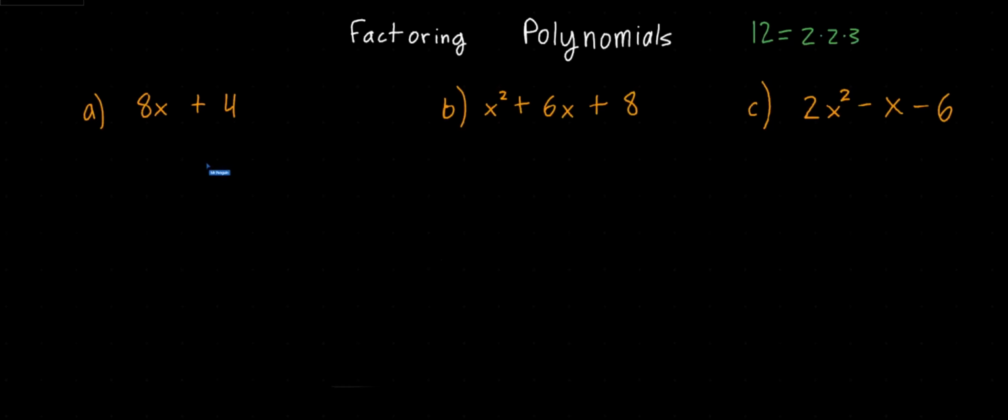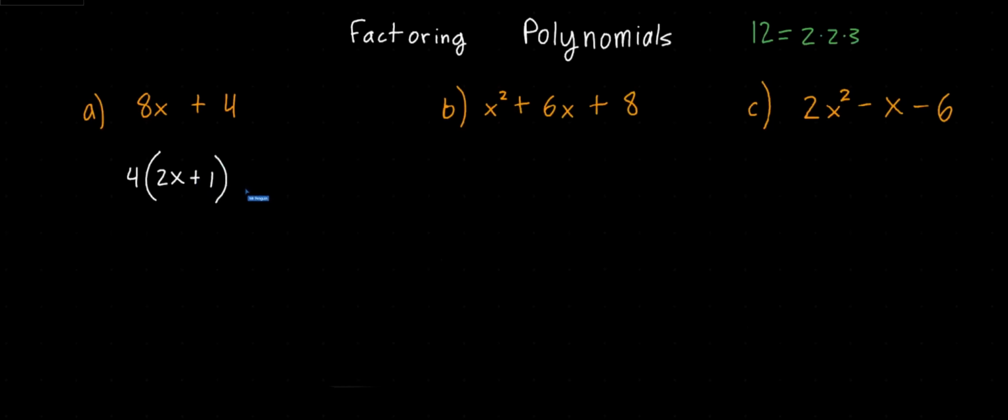So for A, we have 8x plus 4. The first step we want to do when factoring any polynomials is removing the most common factor. So for both terms, the largest common factor is 4. So we remove that. We factor it out, and we get 4 times 2x plus 1.